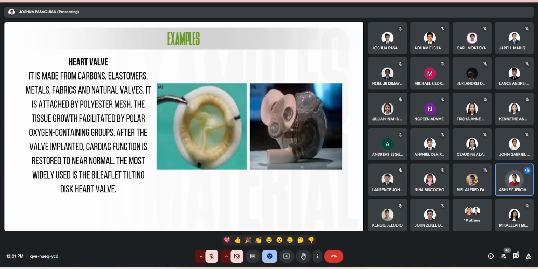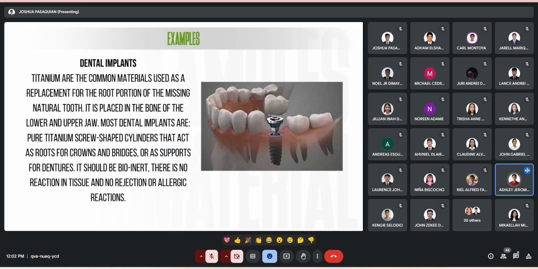So our heart valve is commonly used especially during any surgery that involves heart problems. If our heart is weak, there is a biomaterial that could be used so that our heart can function normally again. Then next slide please. The next example would be dental implants.